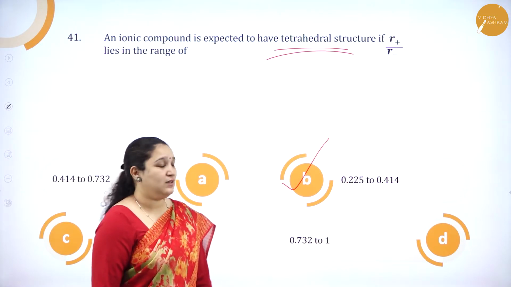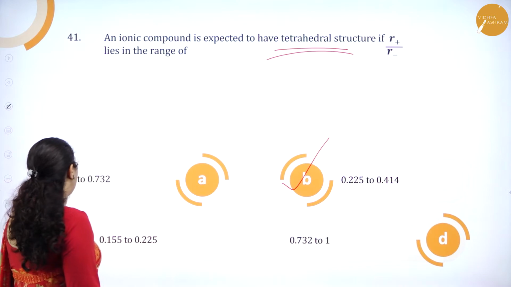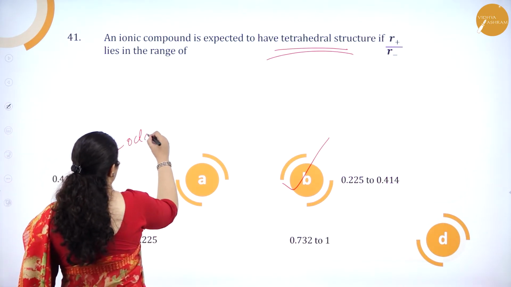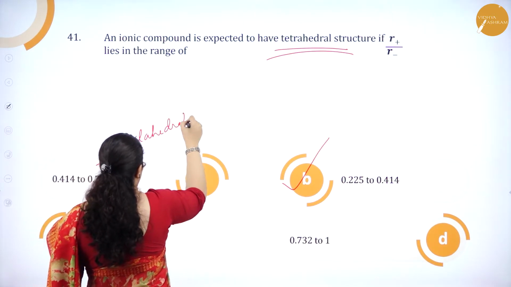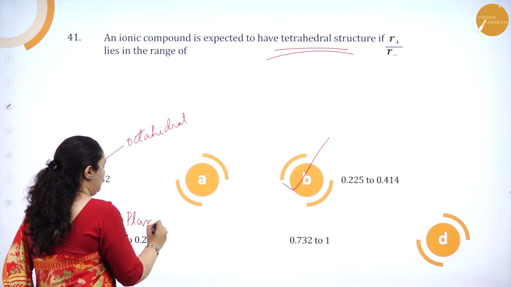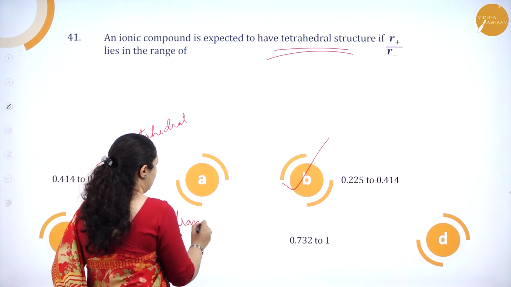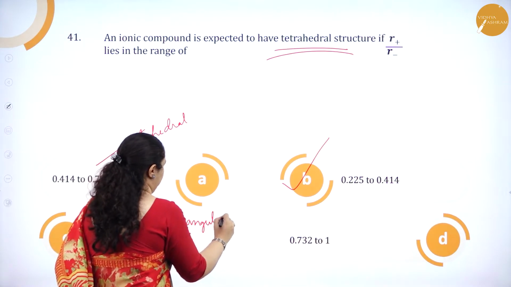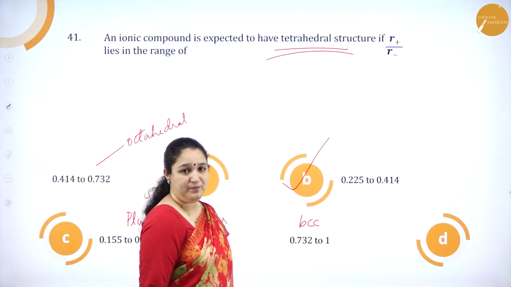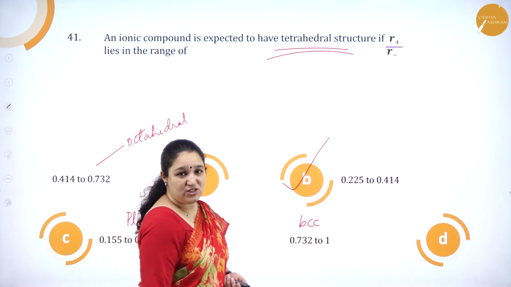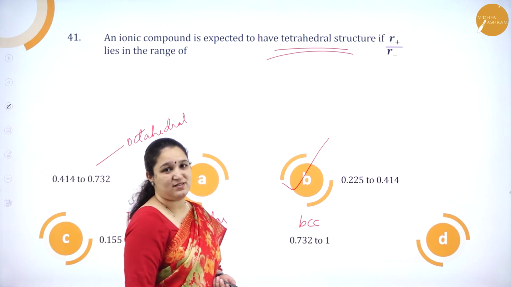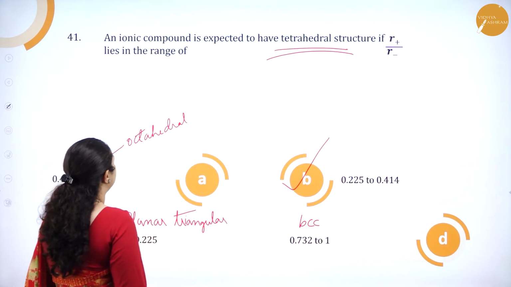So what about the other values? Here, if you see, 0.414 to 0.732 is for octahedral structure, and this is for planar triangular structure, and this is for BCC. Okay, so for tetrahedral structure, 0.225 to 0.414 is the correct answer. We'll go to the next question.